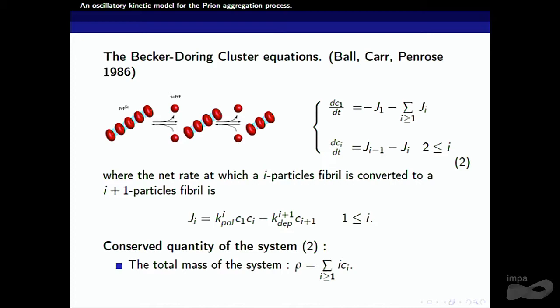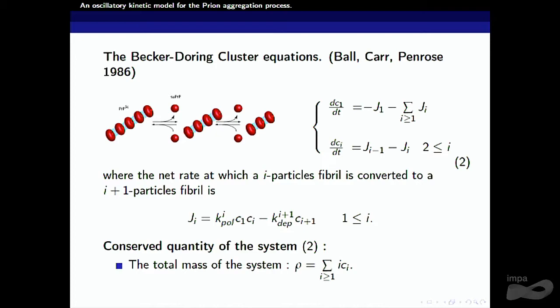So here we have a polymer. It can depolymerize, and then we have a polymer of size 4, but with a monomer here, and it can polymerize in the other way. This kind of phenomenon is translated in this equation, this infinite dimensional system, where Gi is the net rate at which I particle fibrils is converted to I plus 1 particle fibrils.